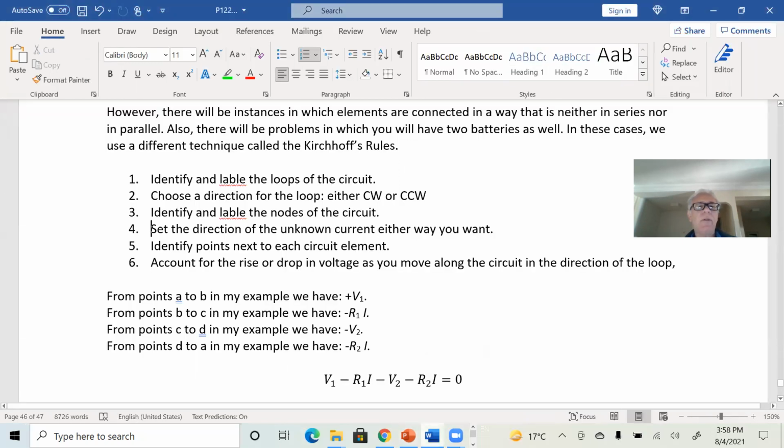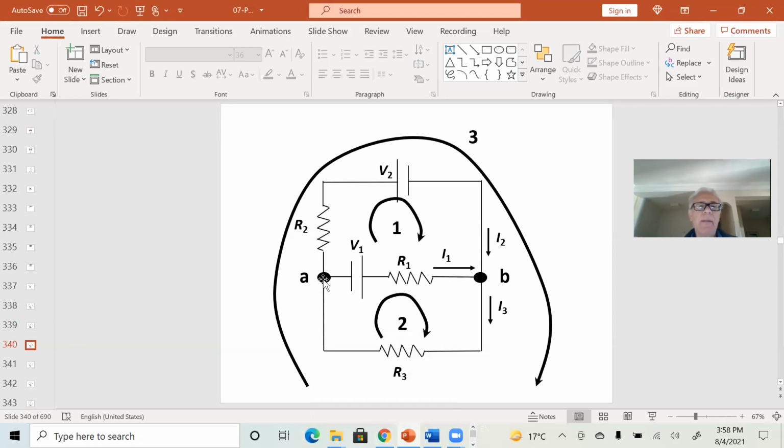Set the direction of the non-currents. Either way you want. Identify points next to each circuit element. I label this one as A. I label this one as B. Let's say this one is C, D. Here can be C, but here there is no need to put another point because there is no element here. The only one that we have to label is another one here between those two elements, right?